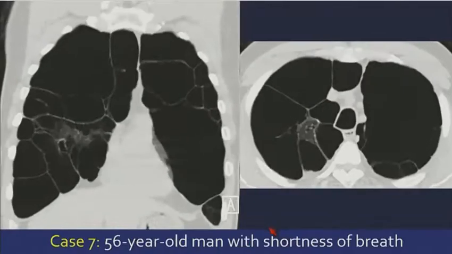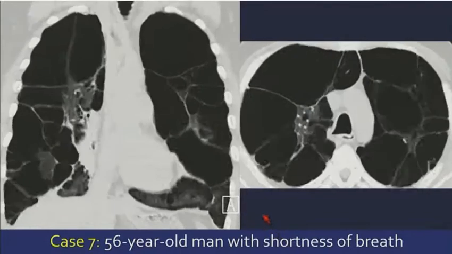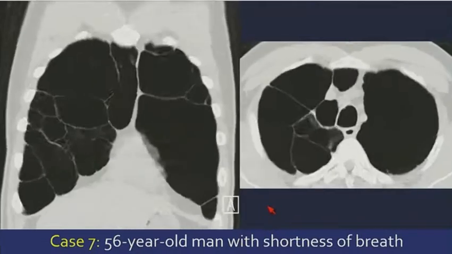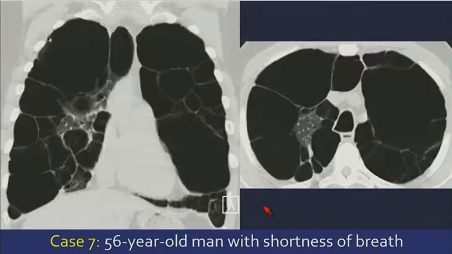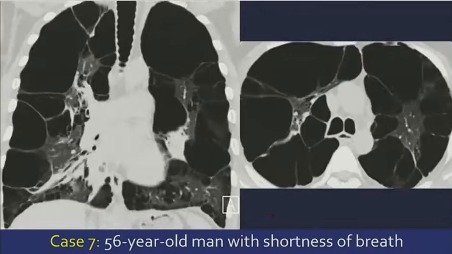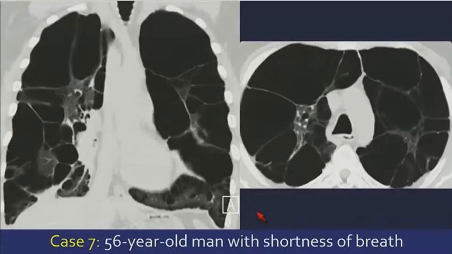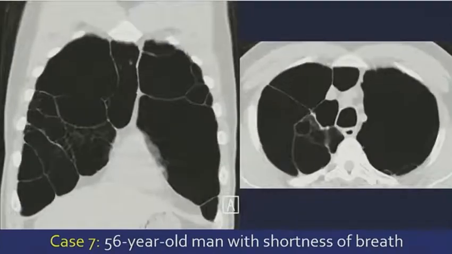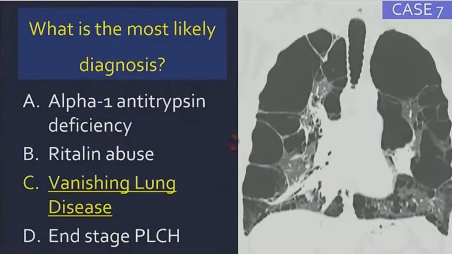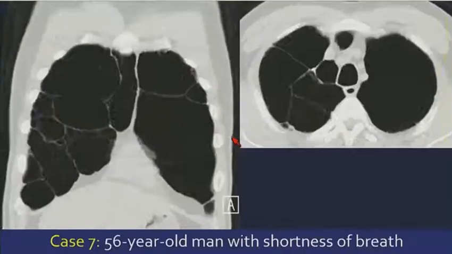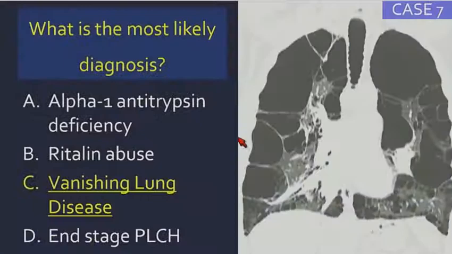All right, so we're making good time. This is the last case, and this is a 56-year-old man with chronic shortness of breath. And just take a look at this case. Give you a few seconds here. And the question here is this. What's the most likely diagnosis? And of course, you can see here that it's vanishing lung disease or vanishing lung syndrome, but I assume that all of you would have gotten that correct.